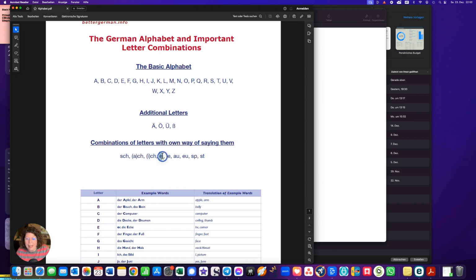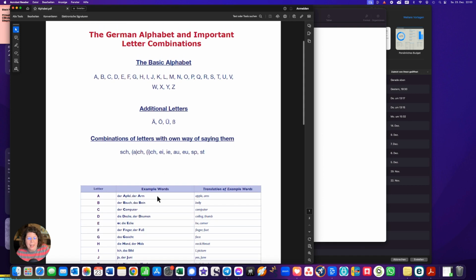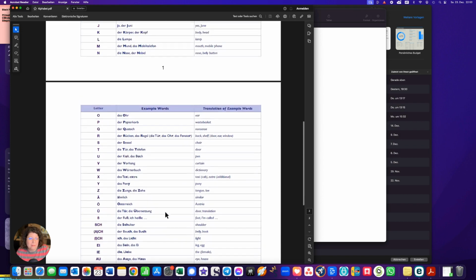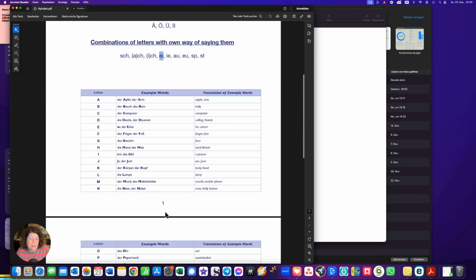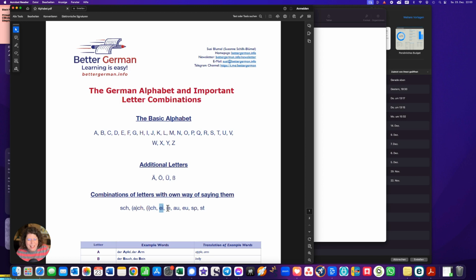Okay, good. The next combination that is important is the letters E and I. These are pronounced together as I, like the letter A in English. An example would be the word Ei, like an egg. I'm going to give you a little bit more examples later on.